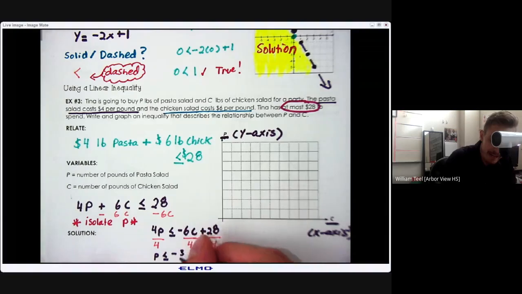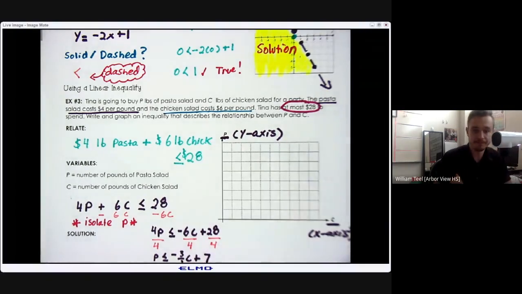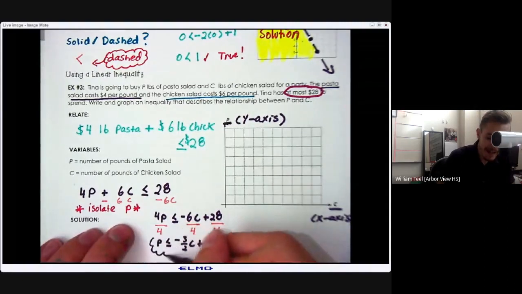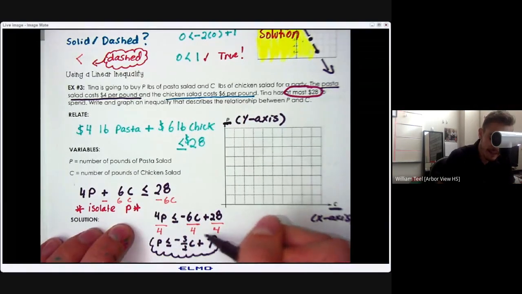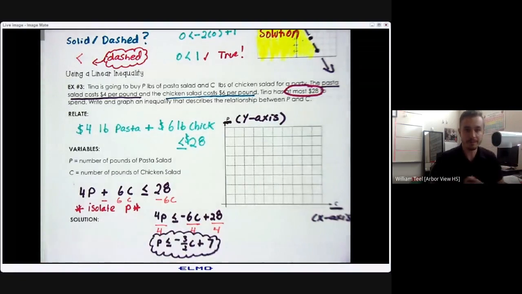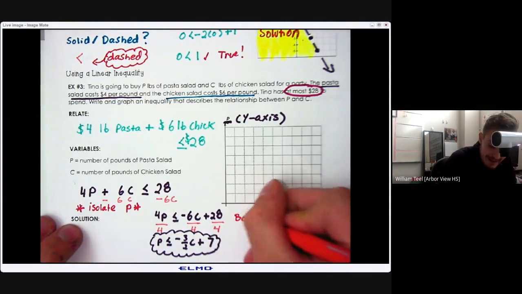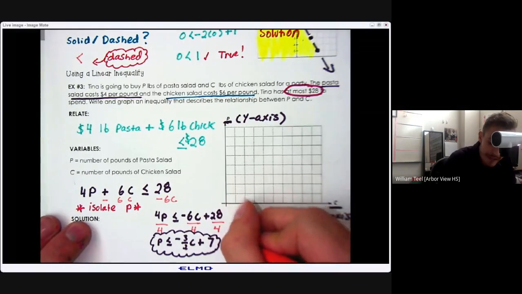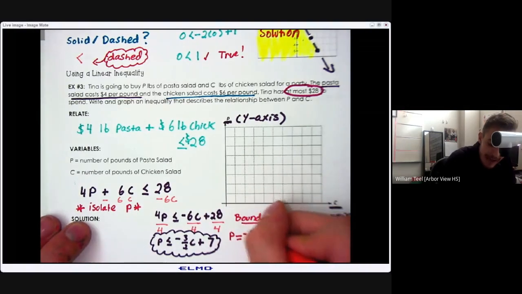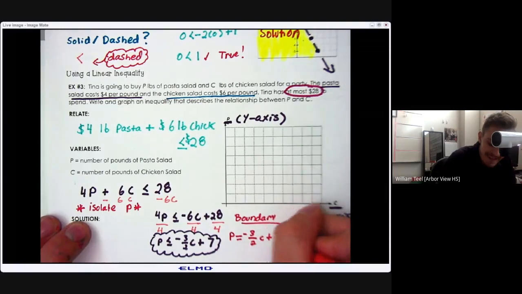So I have negative 3/2 c plus 28 divided by 4 is 7. So this right here is my linear inequality that I'm referring to. All right, so let's go ahead and draw our boundary. But first, I have to figure out what my boundary line is going to be. My boundary line is going to be the same thing, just with an equal sign. So I'm going to say my boundary is p is equal to negative 3/2 c plus 7.